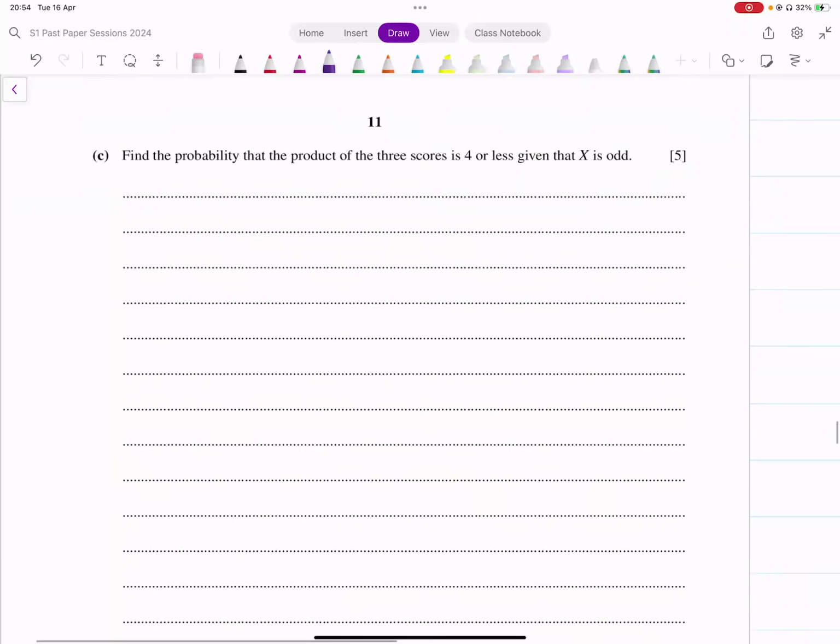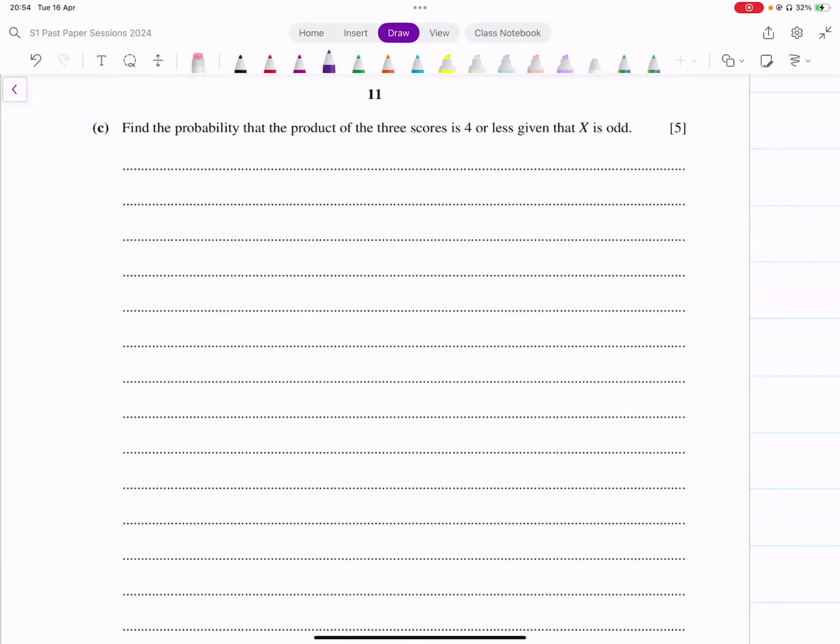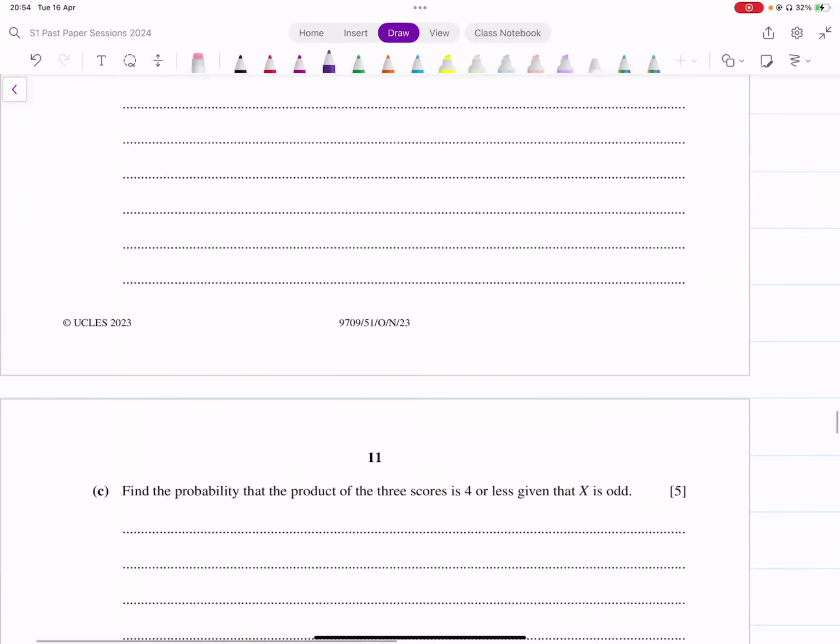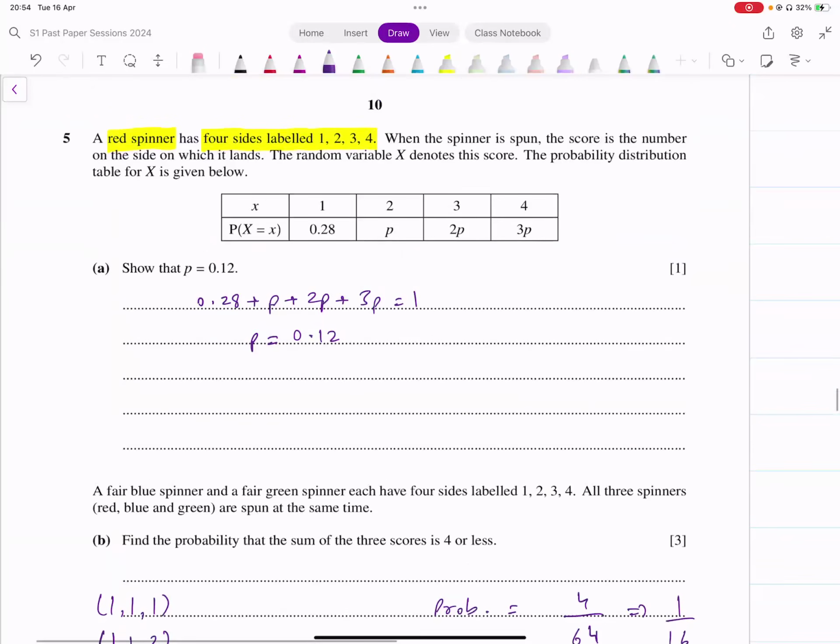Now it says find the probability that the product of the 3 scores is 4 or less given that X is odd. Given that X is odd, what kind of probability is this? This is conditional probability. What is X? X is the number that came on the red spinner. X is supposed to be odd. That means X is either 1 or it's 3. These are the only 2 possibilities that we have for X. Now, we know the probability for 1, that's 0.28.